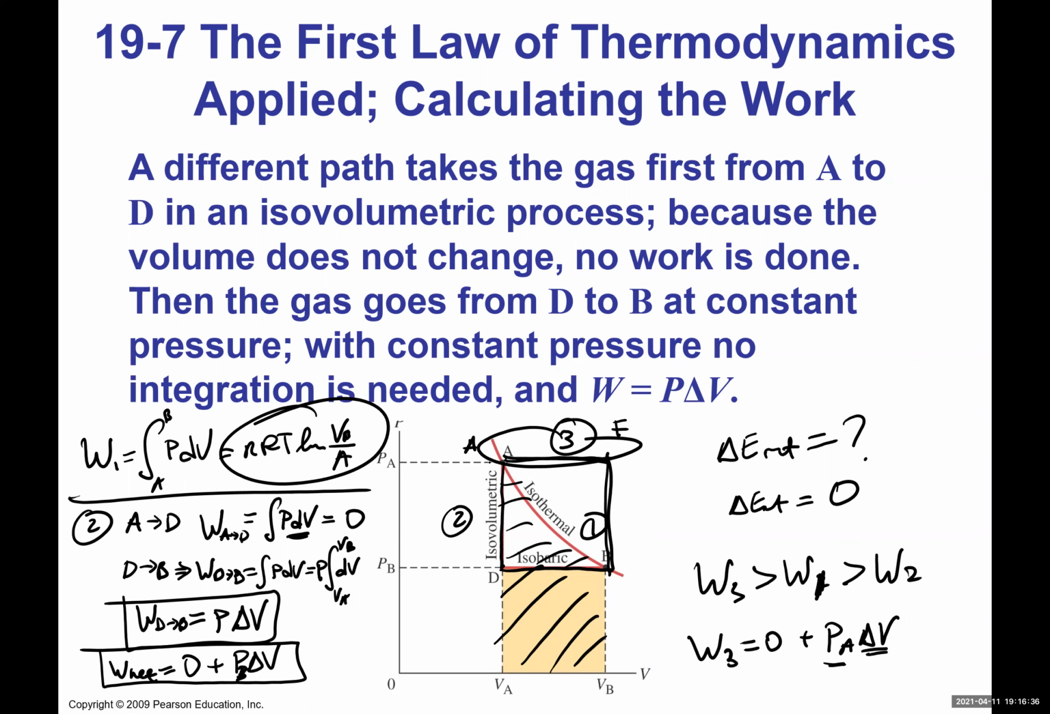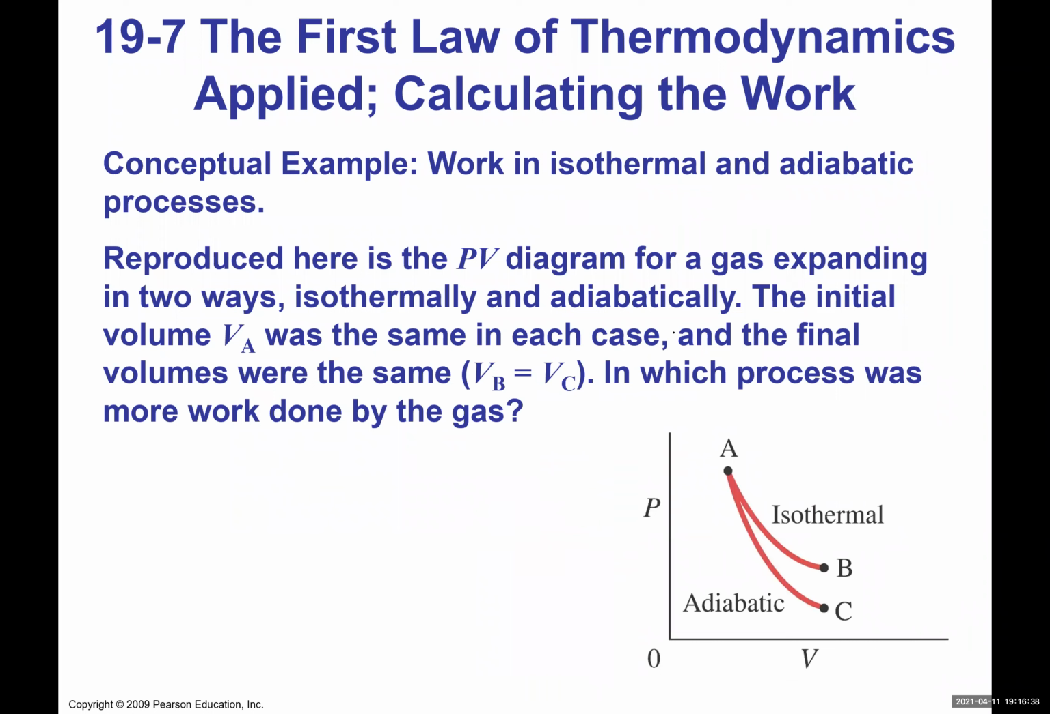All right. So as a conceptual example, work in isothermal and adiabatic processes. Reproduced here is the PV diagram for a gas expanding in two ways, isothermally and adiabatically. The initial volume VA was the same in each case. So let's say here's VA. And the final volumes were the same, VB equals VC. That means this is also VC and VB. They're the same as well. That means same delta V.